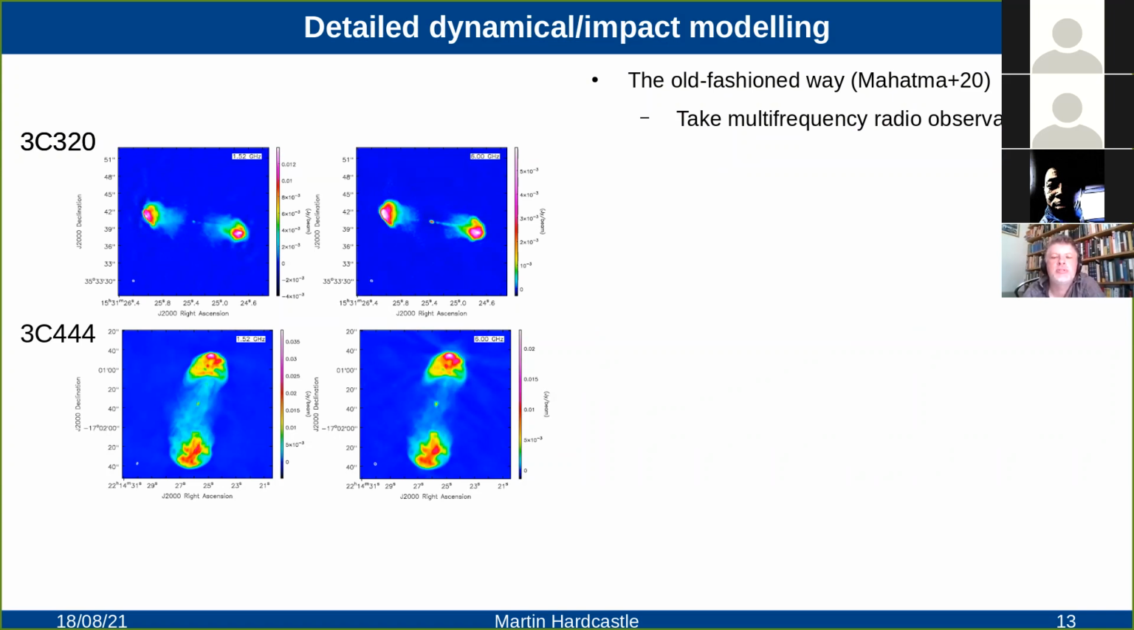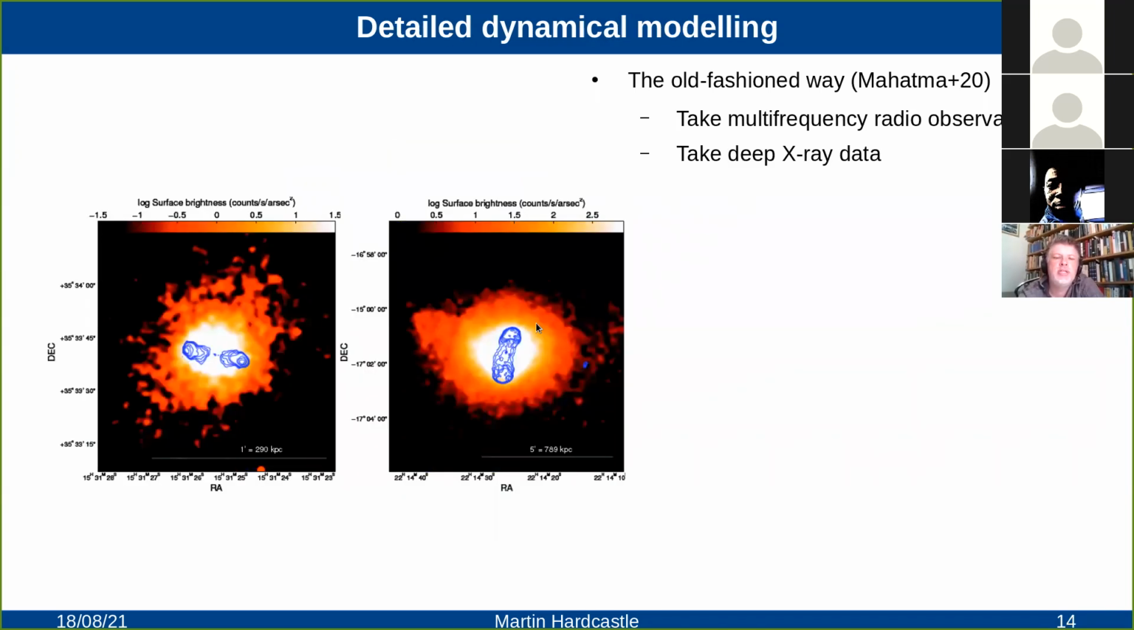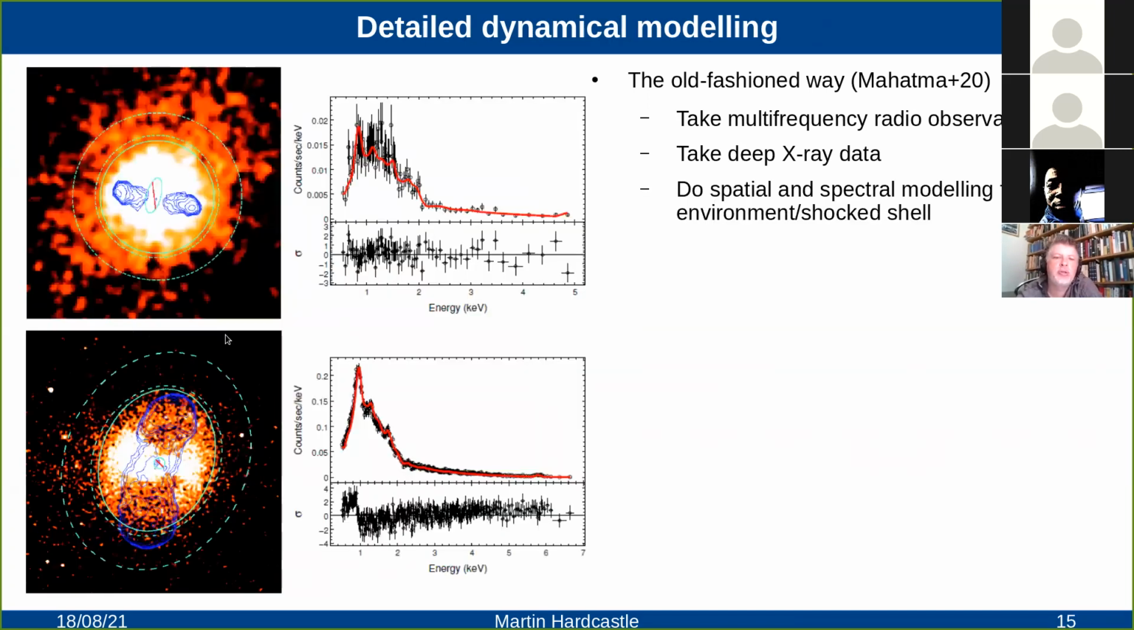An example of this is from this paper by Vijay Mahatma in 2020. Vijay was my PhD student and has now moved on to a postdoc in Germany, but he did this very nice work, detailed studies of a couple of Fanaroff-Riley class 2 objects. So he took multi-frequency radio observations, and he took deep X-ray data, so these are the same two objects superposed on X-ray images, and then you can model the shocked shell, the region of gas that's been shocked by the radio galaxy. So here's some of the modeling and spectral fits that he did in the X-ray.